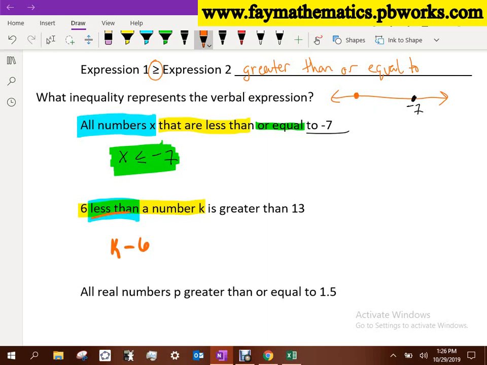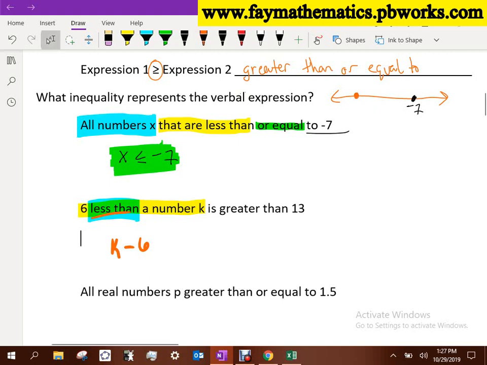And that's because subtraction is not commutative. Okay, so I can't just say 6 minus k. 6 minus k would be k less than 6. Less than is one of the few English phrases that actually tells us to flip what we're going to write down as we read it left to right.